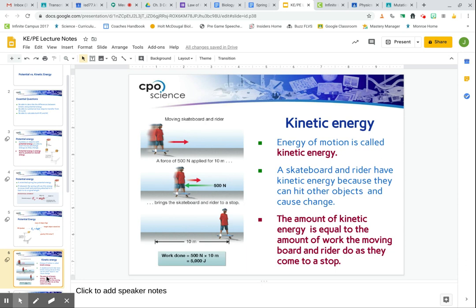Next, we have kinetic energy. Kinetic energy is energy of motion. With that, the object is moving. It has the ability to cause change. It has the ability to do work, all of those things.